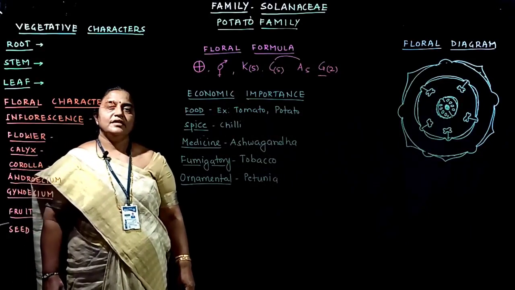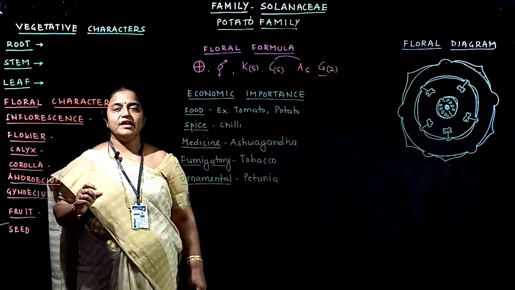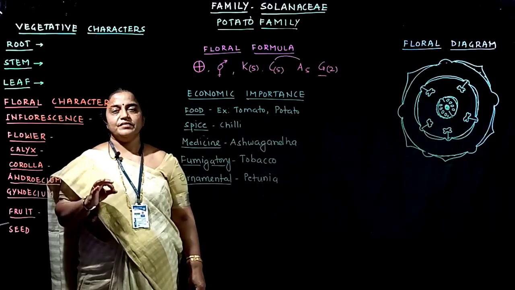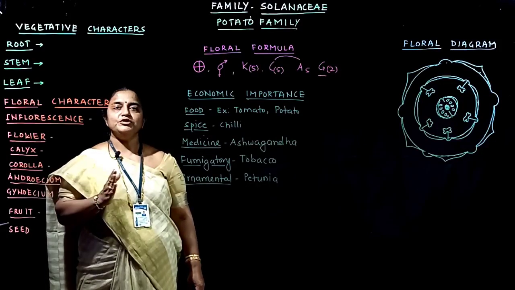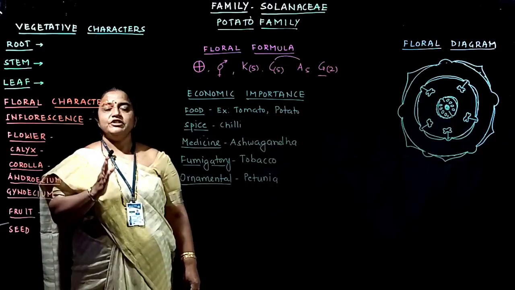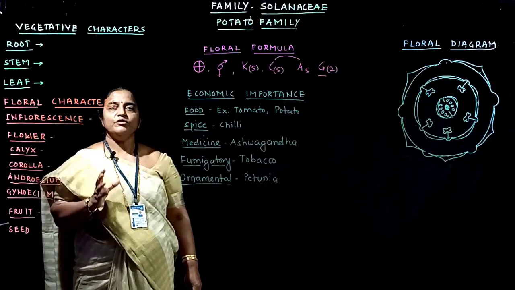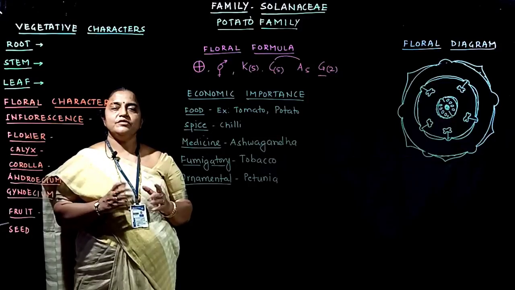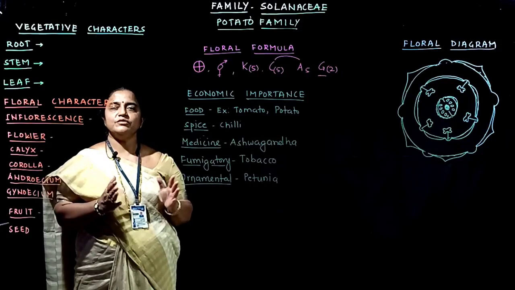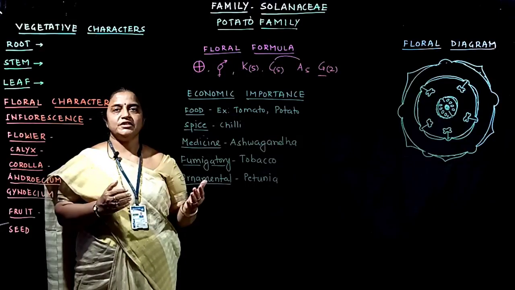Hello students. In the previous session I already taught you some technical terms to describe floral features. This is the last part of morphology of flowering plants, which includes two families. A family is a group of genera, a genus is a group of species, and a species is a group of individuals or organisms which are similar to each other.